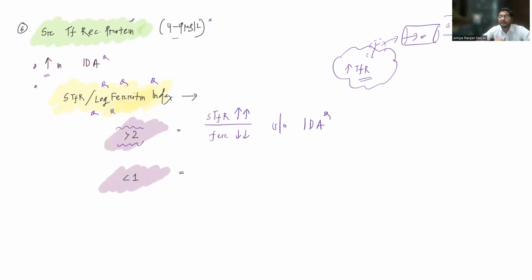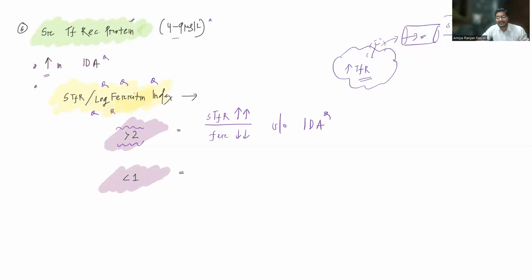But what happens in anemia of chronic disease? We'll discuss this later, but there will be an increase in hepcidin. If there is an increase in hepcidin, the iron cannot be released from the tissues, especially from the tissue macrophages. That means at the cellular level, we have enough iron, but it cannot be utilized. Because at the cellular level you have enough iron, the ferritin will be increased and the transferrin will be reduced.